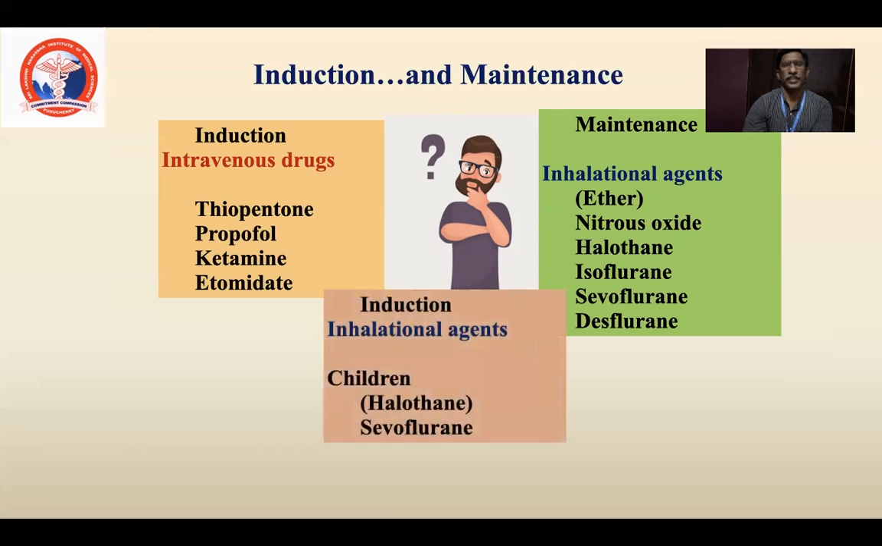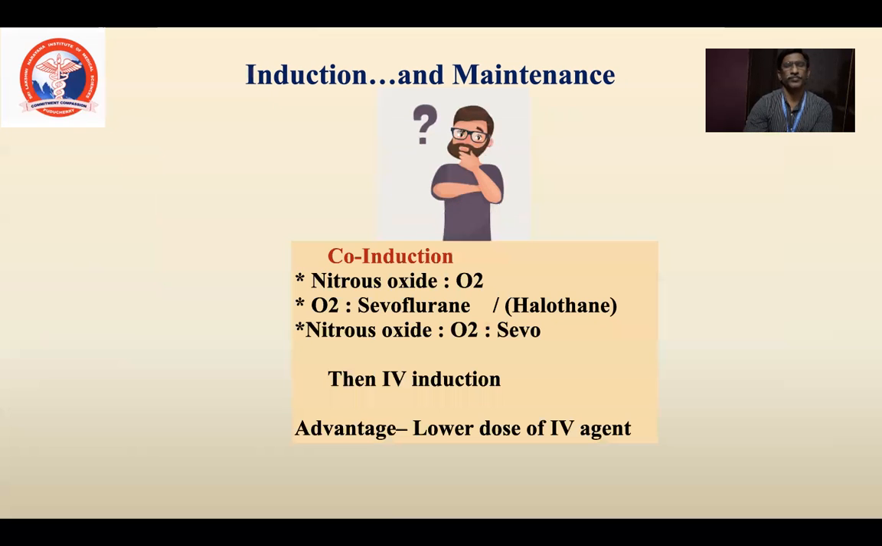In case of children, their lungs are very small. They are not miniature adults. They have a low functional residual capacity. So the induction is fast, and the inhalation agent's effect is quick. So we prefer inhalation agent induction in children. Previously, halothane was used. Now, halothane is not used. We use sevoflurane for pediatric induction.